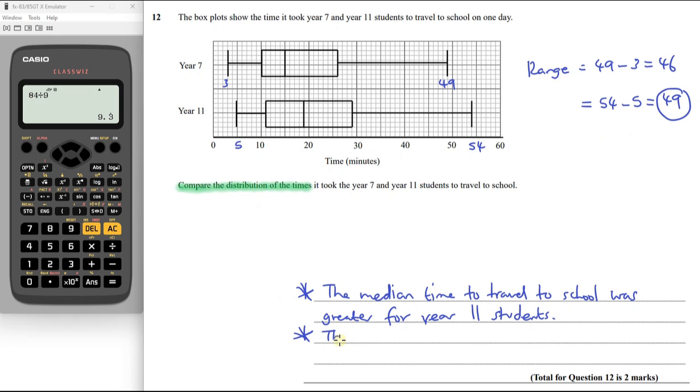So I'm going to say the range in times was greater for Year 11 students. If you did put 2 points, one about the range and one about the interquartile range, you would only get 1 mark. So you need one about the average and one about the range, and that will give you your 2 marks.